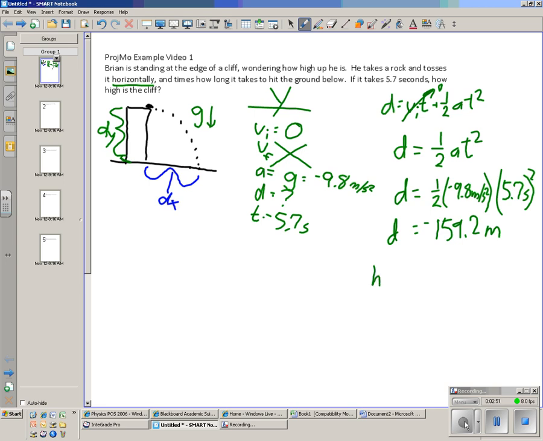Now, taking into account that it is asking us how high the cliff is, we're looking for a height. Height is a scalar. We don't worry about the negative sign there. And then using sig figs, that should be 160 meters is the height.